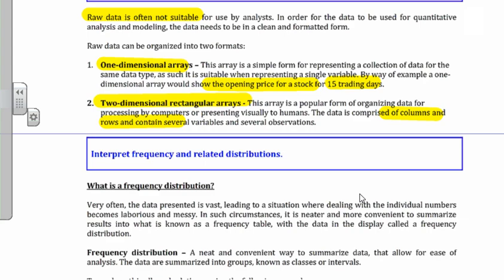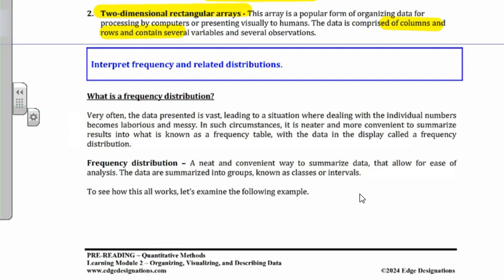Okay, we move over here to interpret frequency and related distributions. First of all, what is a frequency distribution, guys? It's important, just before we get going over here, if I had to say to you, I'm going to present to you my sales for the last 3 months. My sales were $100, $300, and $700 for the last 3 months. What would you call that?